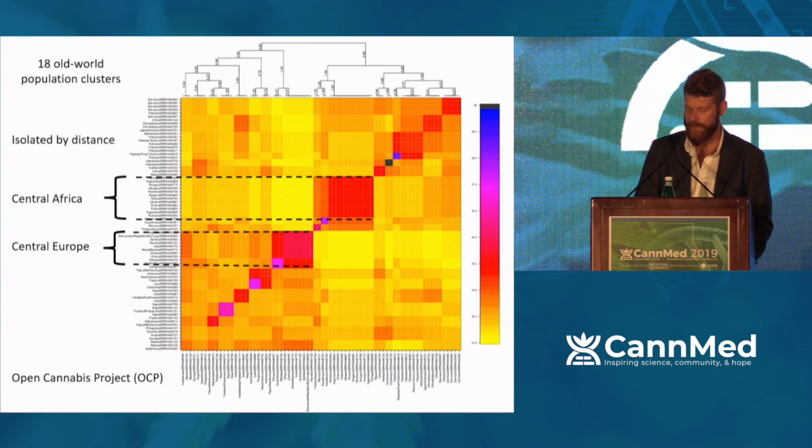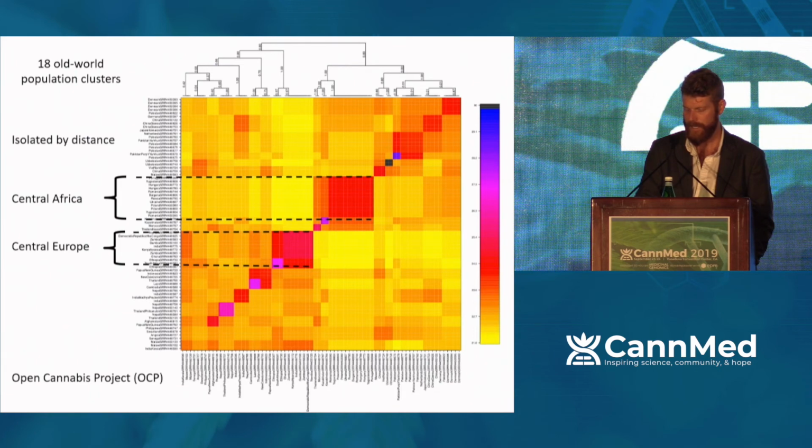I scraped some genetic data provided by the now defunct Open Cannabis Project and clustered approximately 100 individuals based on shared ancestry. In this matrix, each row or column is a single individual. Cells are colored according to the proportion of shared ancestry, with yellow indicating low level of shared ancestry, moderate shared ancestry in red, and high in pink or blue.